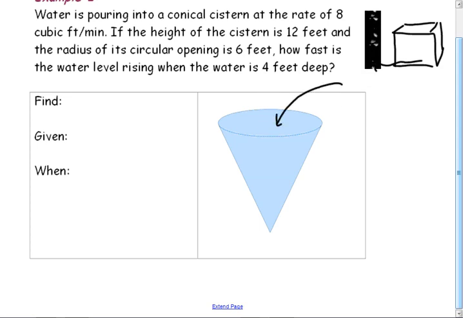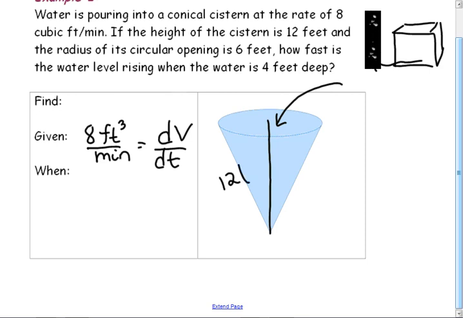So you've got water going in, and it says it's coming in at 8 cubic feet per minute. That tells me a lot. What is that the change in? Cubic feet. A is a good choice, but it's volume, right? dV/dt. And it says the height is 12 feet, so this height here is 12. The radius of the opening is 6 feet. How fast is the water level rising?